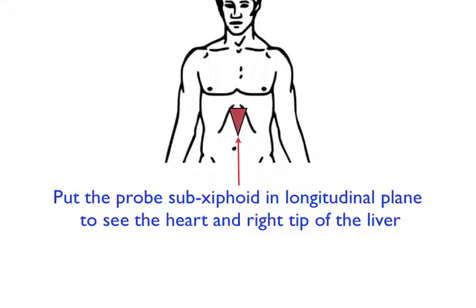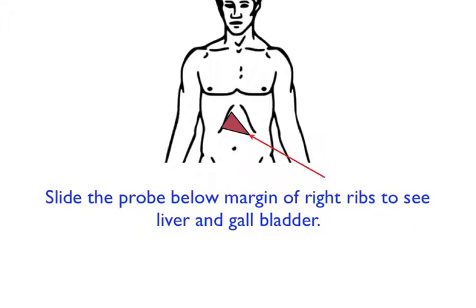So since we're talking about the liver, I'm going to locate the heart, which is relatively easy, and then slide over to the liver. So we put the probe in the subxiphoid position in the longitudinal plane, and we'll see the right tip of the liver with the heart. Then we'll slide the probe down to the margins of the right ribs, and we'll visualize the liver and gallbladder. Now, occasionally, it can be difficult to visualize the liver and gallbladder from this angle. Sometimes the patient has a lot of gas, and you can't compress all the way through the gas to see the gallbladder. And sometimes the patient's obese.